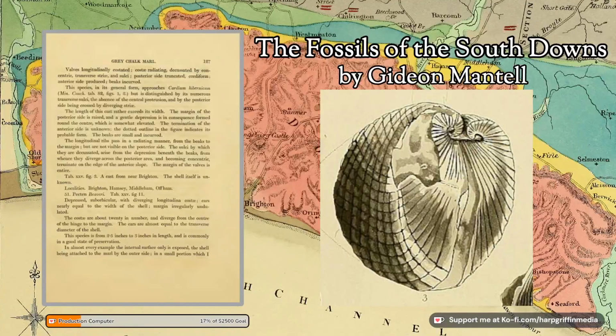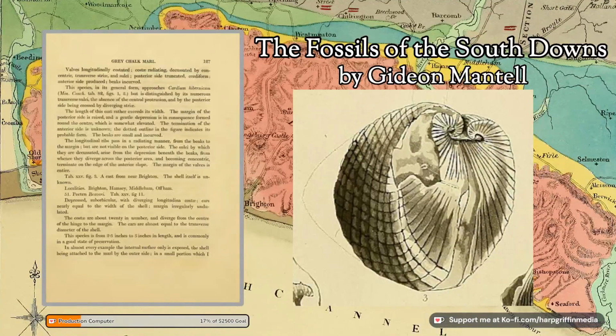The length of this cast rather exceeds its width. The margin of the posterior side is raised, and a gentle depression is in consequence formed round the center, which is somewhat elevated. The termination of the anterior side is unknown. The dotted outline in the figure indicates its probable form. The beaks are small and incurved.